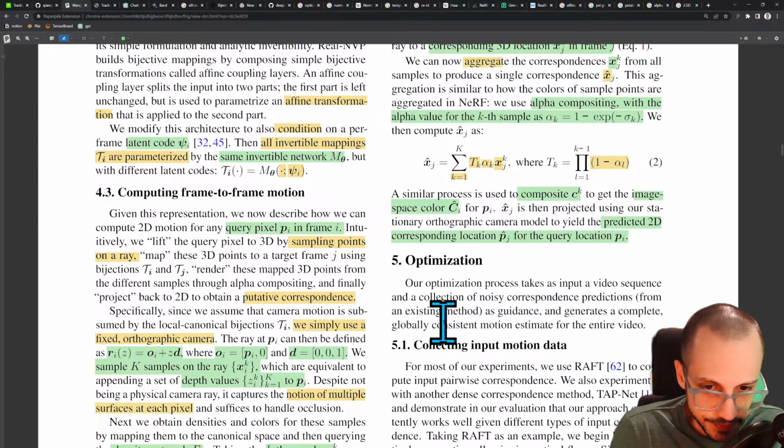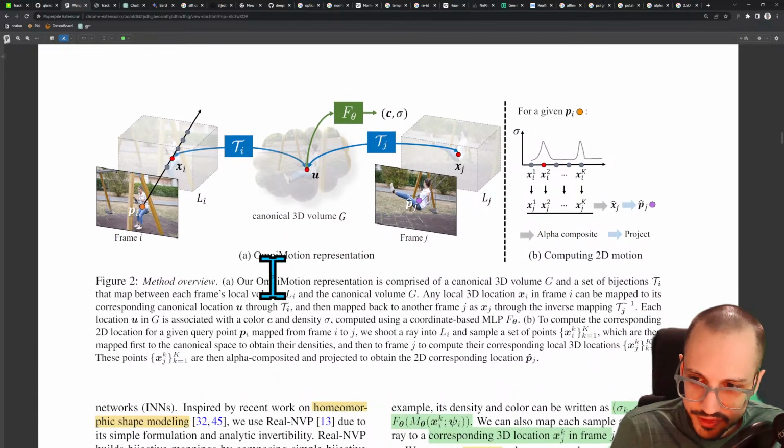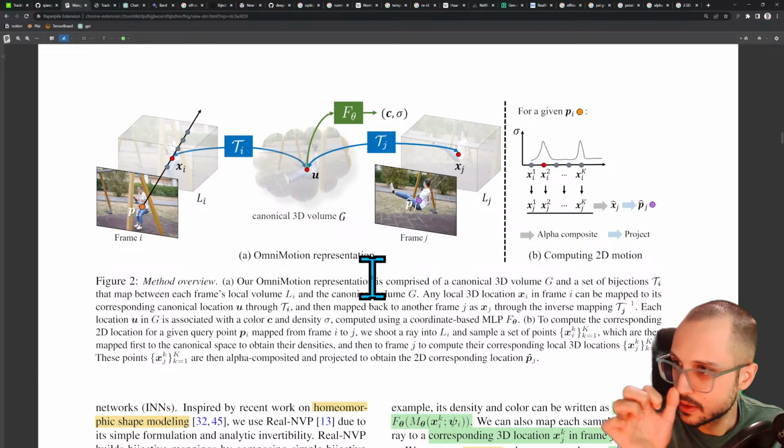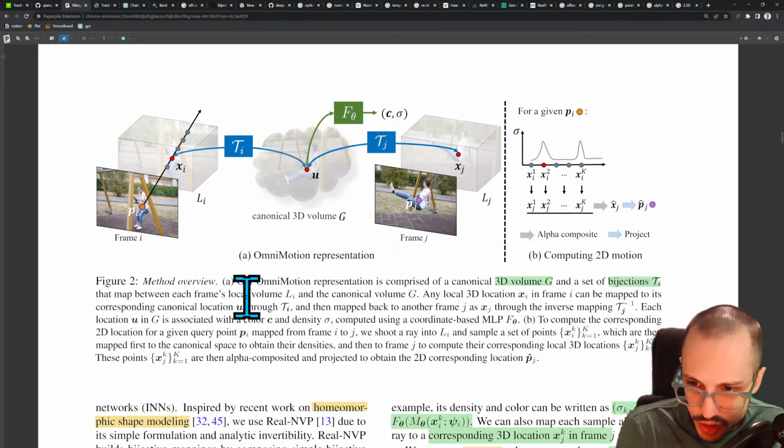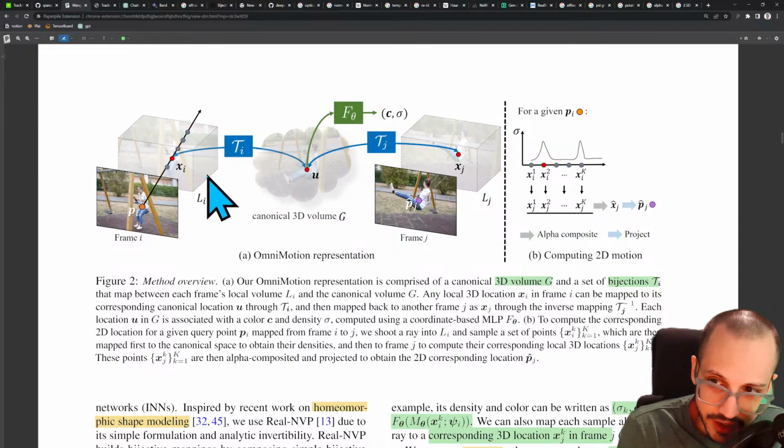All right. Seems pretty straightforward. All right, let's look at this figure 2 here now that we kind of understand what all these different terms are. Method overview. Our OmniMotion representation is composed of a canonical 3D volume G and a set of bijections Ti that map between each frame's local volume Li and the canonical volume G. So this Ti function here maps from Xi to the canonical 3D volume G, which they represent here as a cloud, right? And obviously the inverse maps from here to here, so you're using Ti to go from here to here, and then you're using the inverse Tj to go from u to Xj.